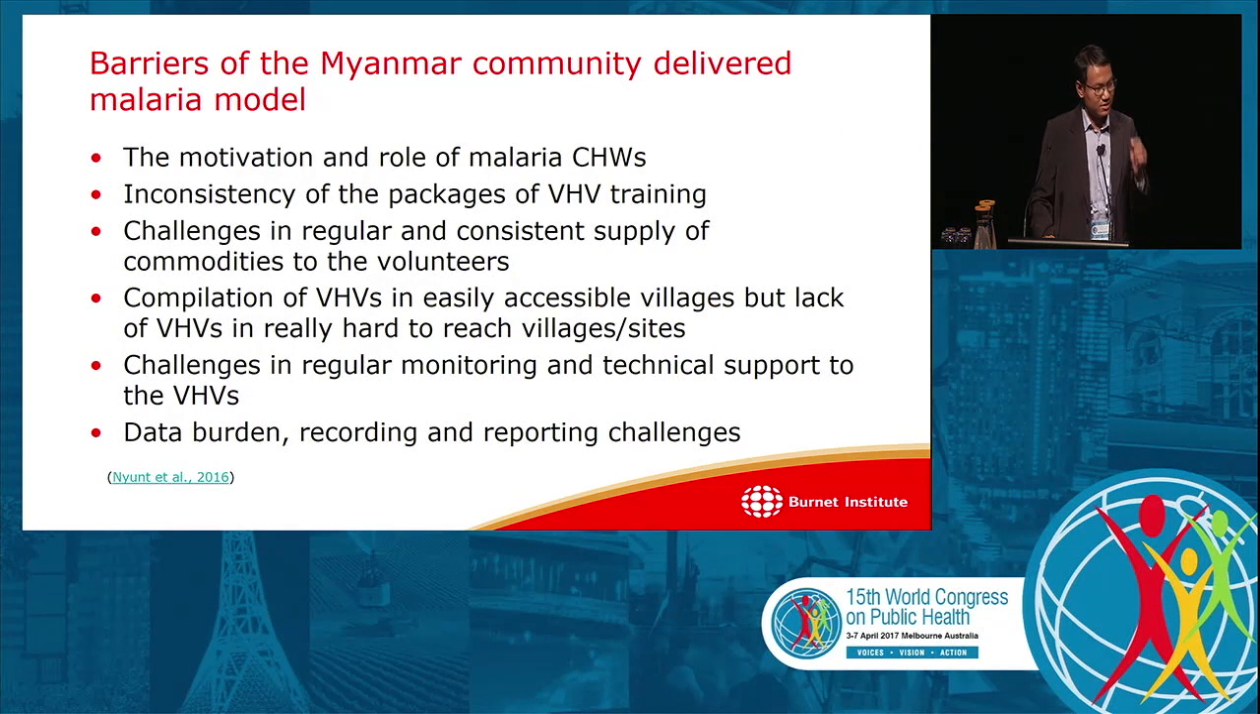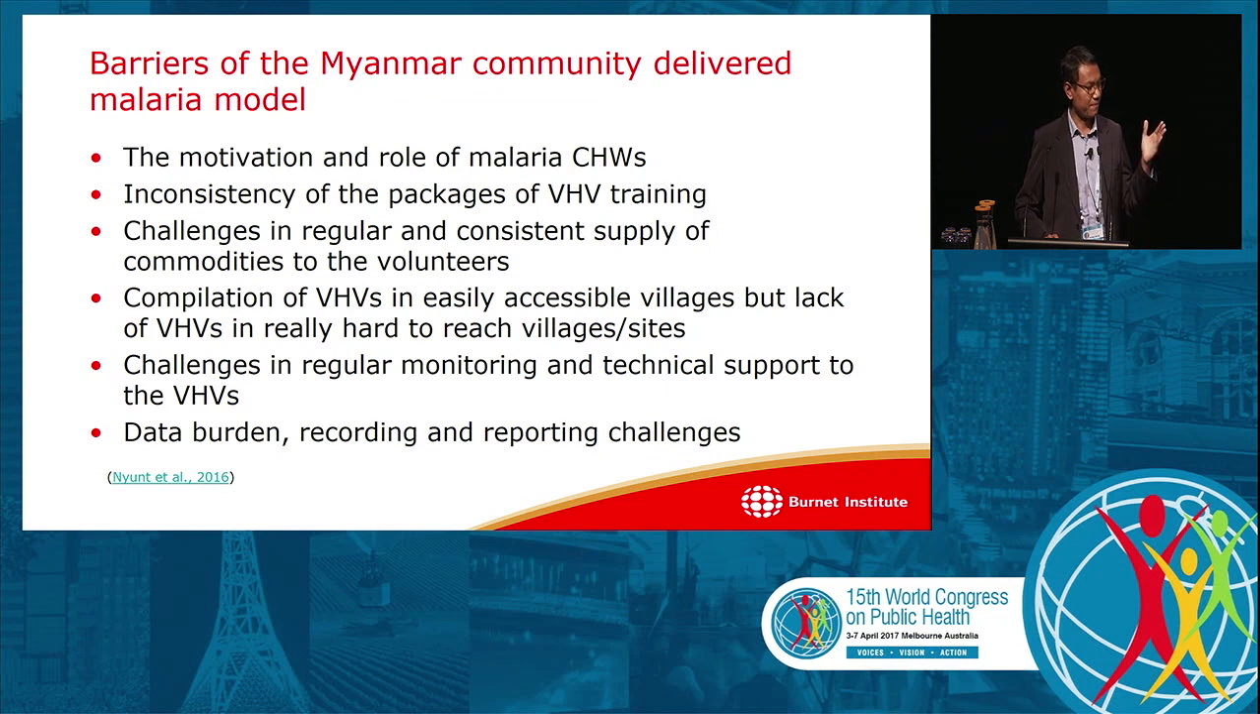So I think those are more or less similar, but there are some context-specific barriers and enablers in Myanmar, so I will just highlight some of them. For example, because of the civil war in Myanmar, although we try to deploy some community health workers, there are areas where we cannot do so right now, for political reasons and also the civil war. The other thing is about the motivation and the role of the malaria CHW.